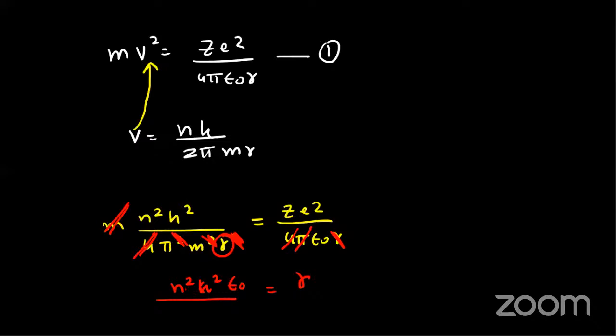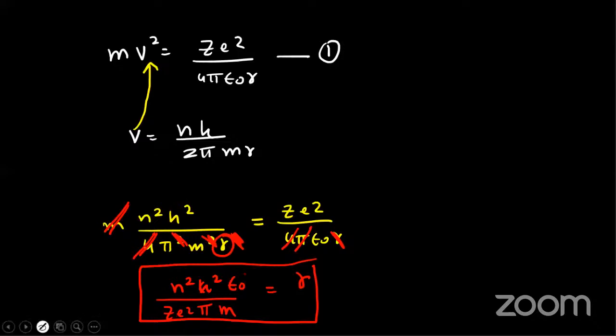Next, what am I left with? I'm left with z square. I'll bring it to the denominator. There is 1 pi. There is 1 m. Done. So this is the formula for radius of that particular orbit. Done. Solved. Cool, right?